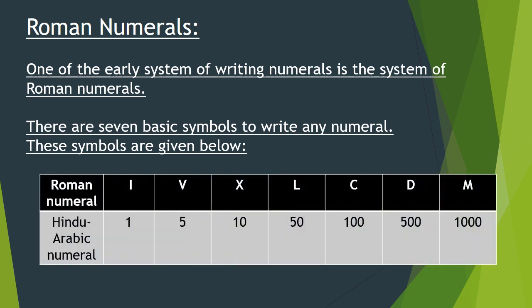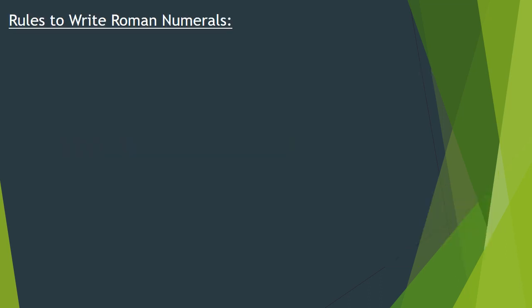There are 7 basic symbols that are used in the Roman numeral system. Like for 1 we use I, for 5 we use V, for 10 we use X, for 50 we use L, for 100 C, for 500 we use D, and for 1000 we use M. All the numbers are known as Hindu Arabic numerals, and all the alphabets are known as Roman numerals.